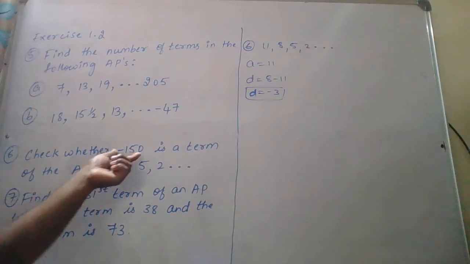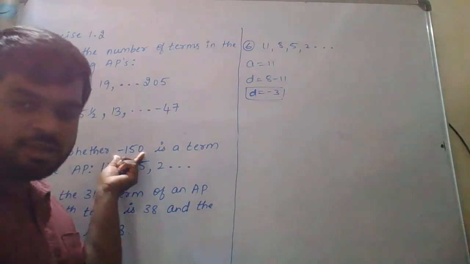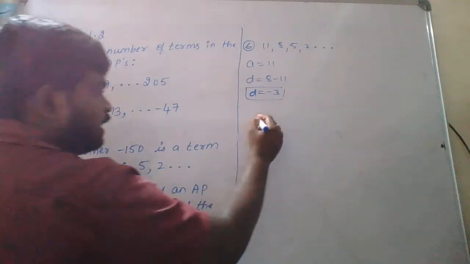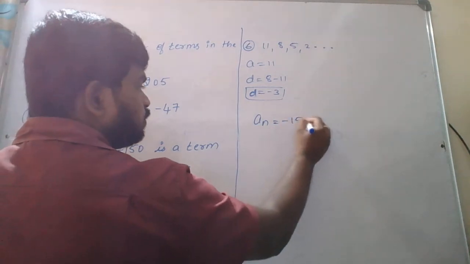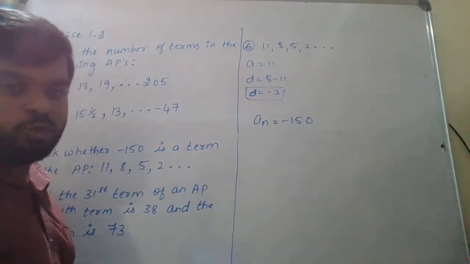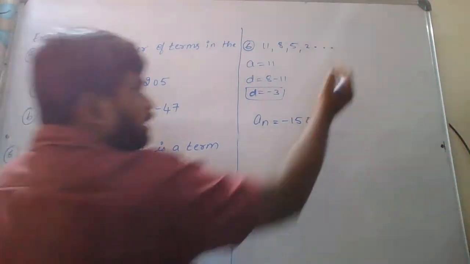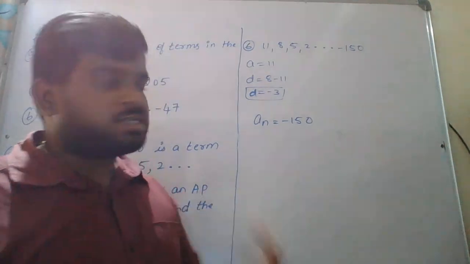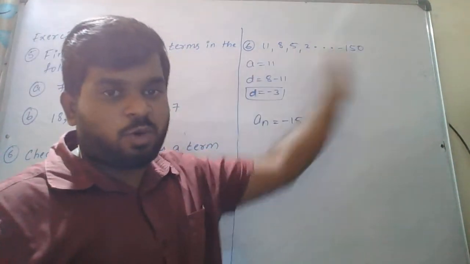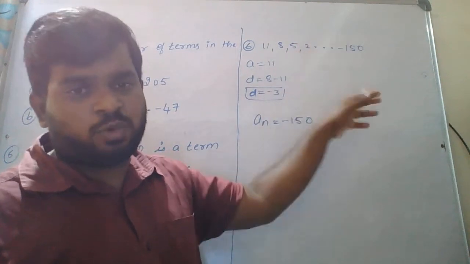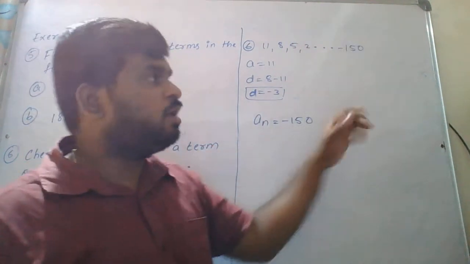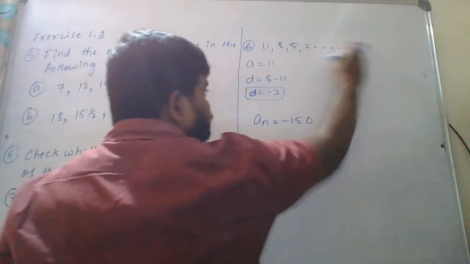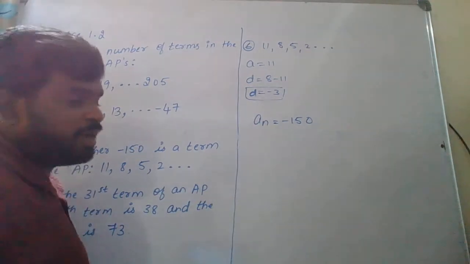Now, this is the number that we have to check, whether it belongs or not. So whichever number you have to check, take it as AN. What I'm doing is assuming it comes somewhere. I'm just assuming this number is going to come somewhere as I go on: 11, 8, 5, 2, minus 1 and so on. If I keep going, I'm assuming it is going to come somewhere. Okay, let's assume it. That is why I'm going to take AN as minus 150.